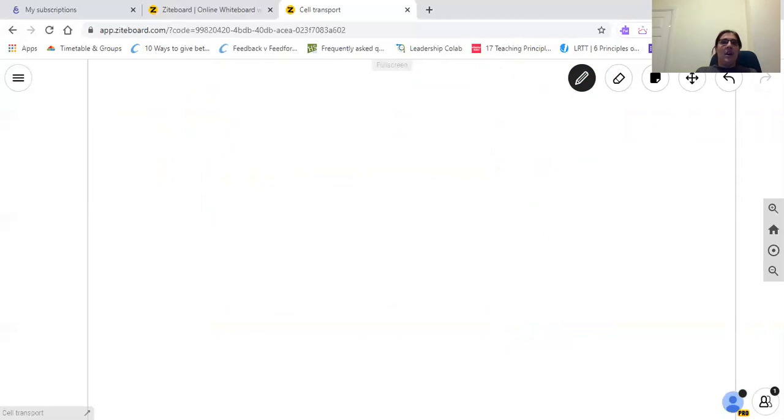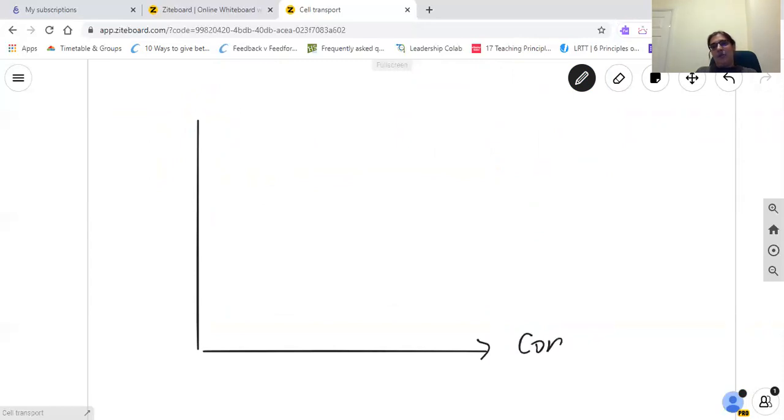Now, the last graph I want to look at has something different on the x-axis, and this is really important. It's got the concentration on the x-axis. And then it's got rate on the axis over there.